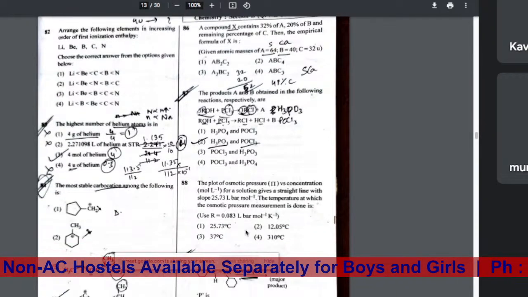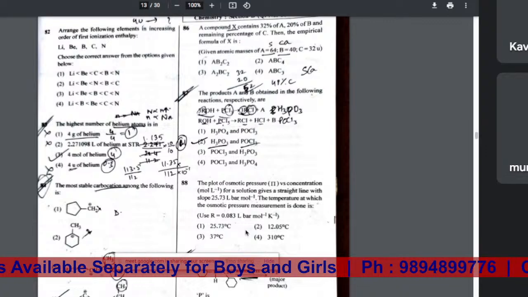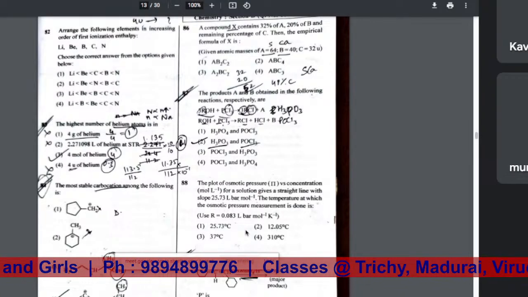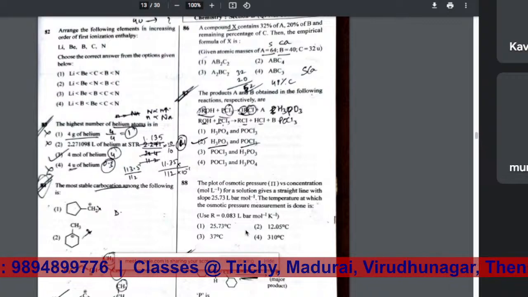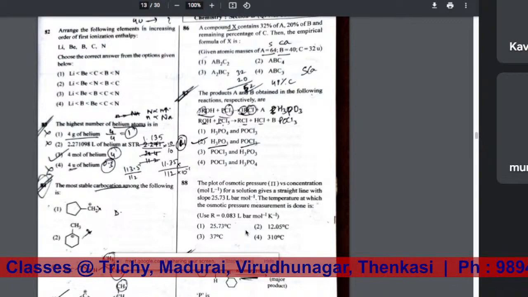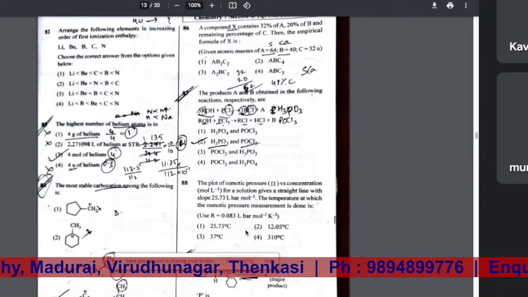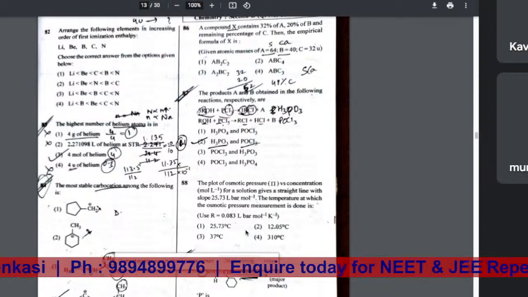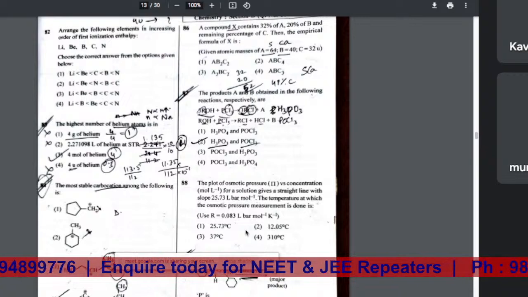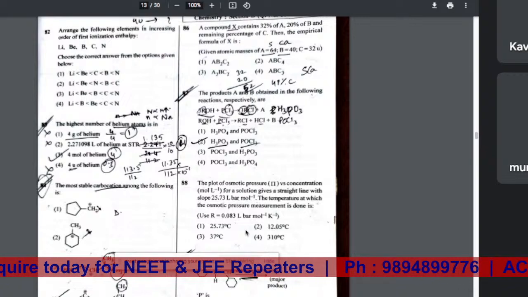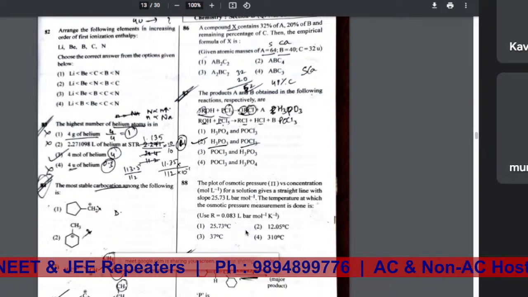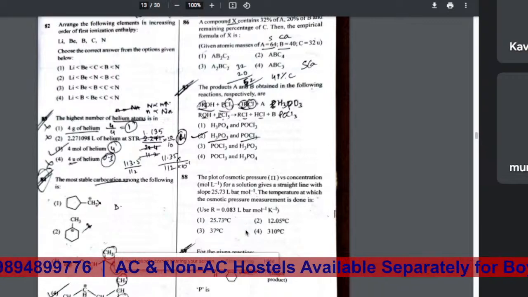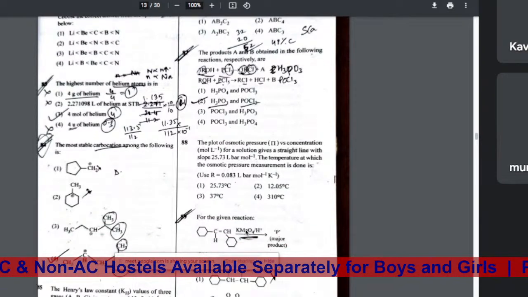Okay. Now, question number 87. The products A and B obtained in the following reaction respectively are: 3 ROH plus PCl3 gives 3 RCl plus A. When alcohols react with phosphorus trichloride, H3PO3 is formed. And when alcohols react with PCl5, POCl3 is formed. So the answer is the second option, H3PO3 and POCl3. This question is from preparation of alkyl halides.